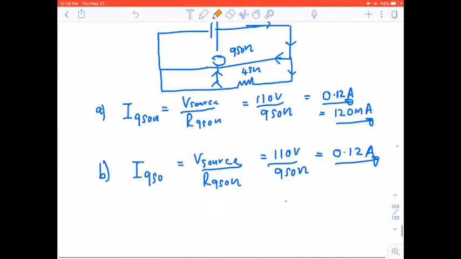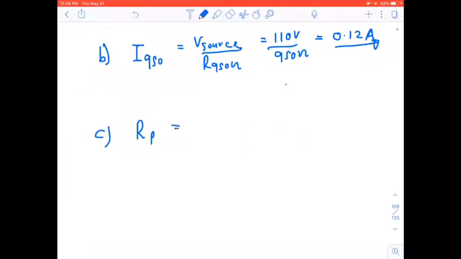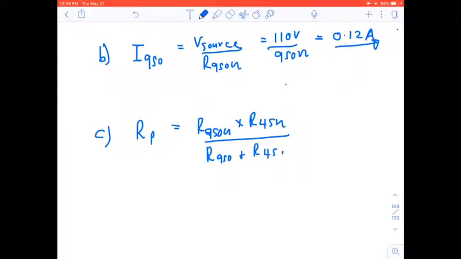Okay, so we say, all right, we need to calculate now what our total resistance is. So if we want our R in a parallel branch, that would be R, 950 ohms, times R, 45 ohms, all upon R 950 plus R 45 ohms, right?